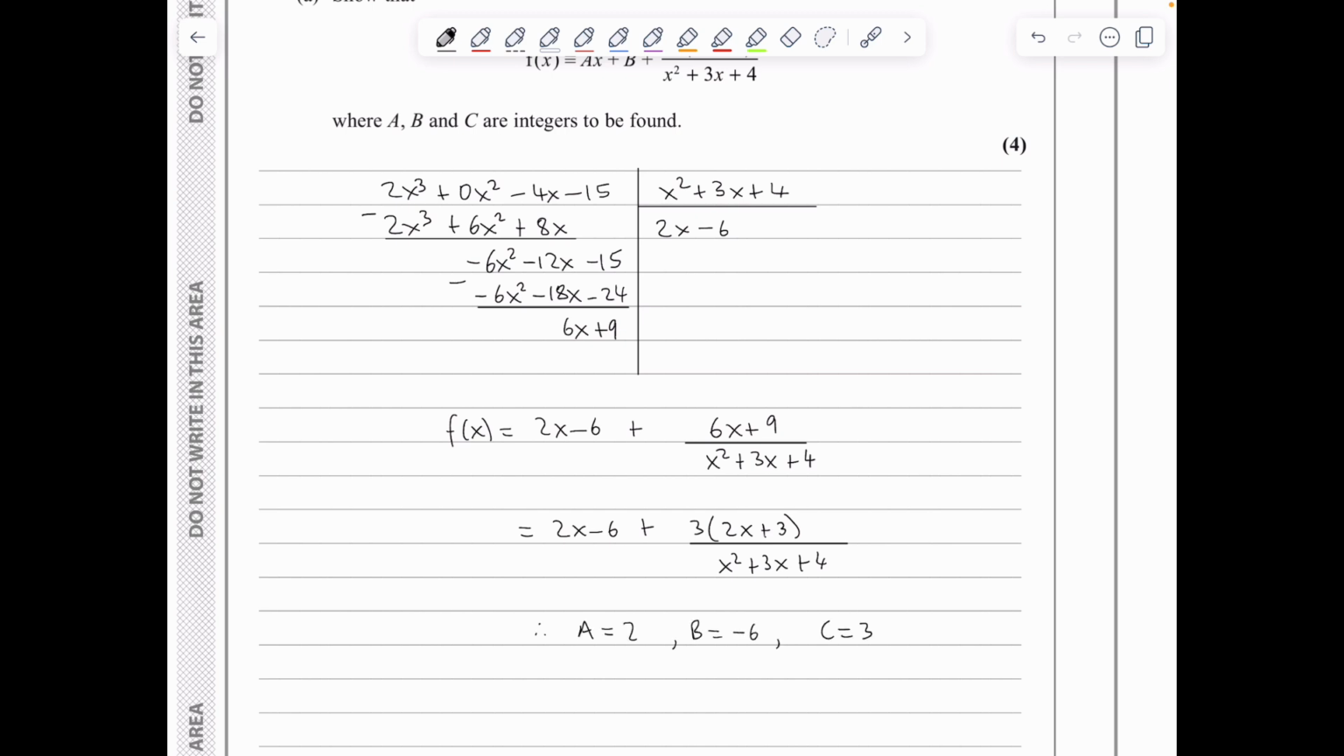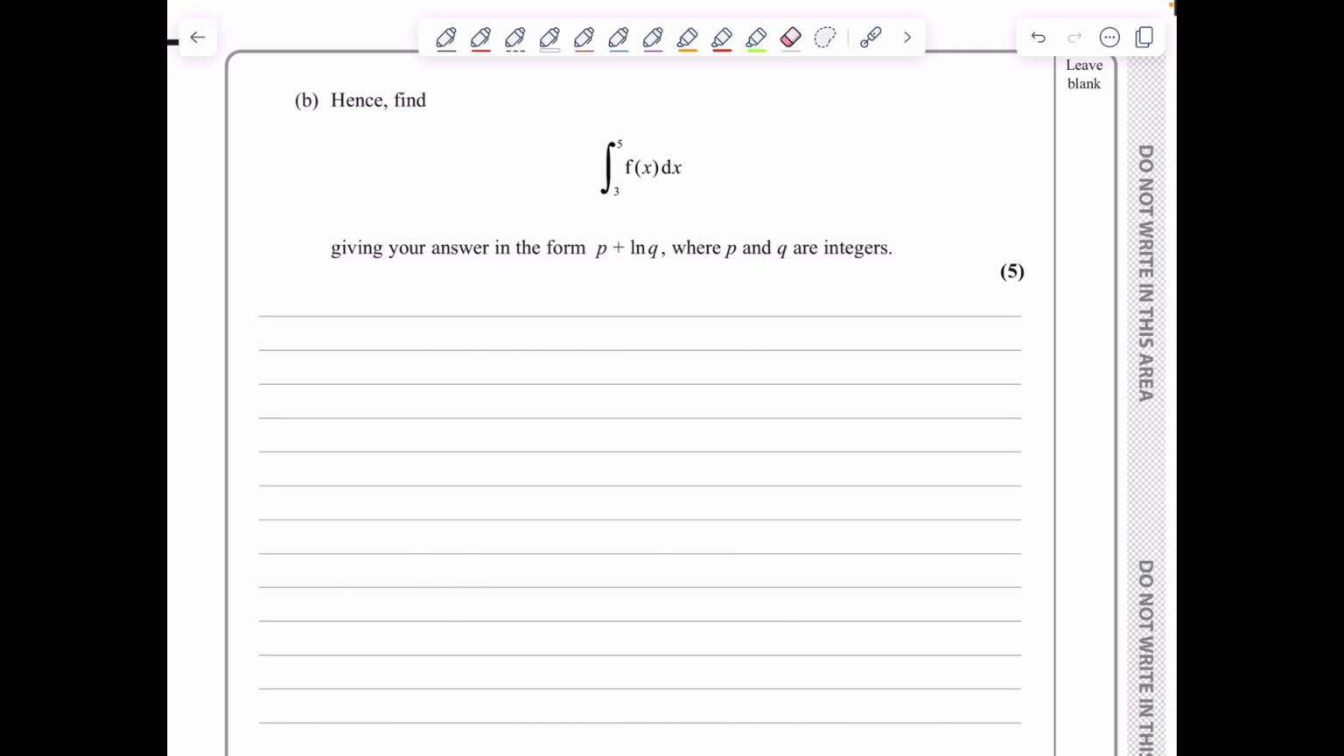c is 3. In part B, we need to evaluate the given integral, giving our answer in the form p plus ln q, with p and q being integers. So we've got the integral from 3 to 5 of f of x dx, which according to the answer of part A is the integral of 2x minus 6 plus 3 times 2x plus 3 over the x squared plus 3x plus 4 with respect to x from 3 to 5.